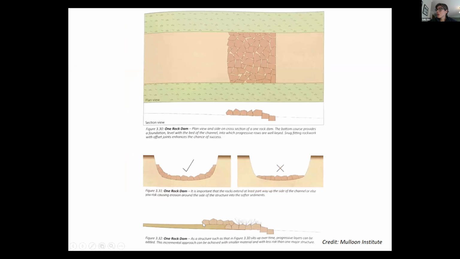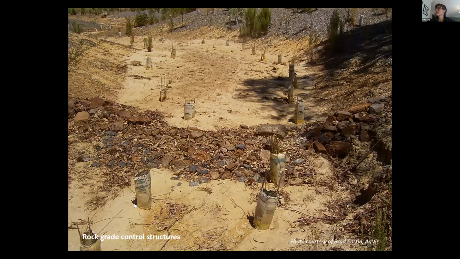In a similar fashion, you can do these little one rock dams, if you like. So basically one rock high, like a block, a small little weir running across the channel, placed by hand. We need to make sure that the rock does go up the sides of the gully or the channel a little bit. So we don't want to keep it too low because we don't want to create erosion on the edges of the banks. And I'll show you a picture on the next slide of this actually in place.